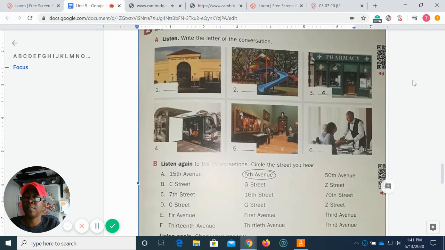Conversation B. Excuse me, I'm looking for the museum. The museum? Oh, yes. It's on C Street. C Street? Where is that? It's not far. Turn left at the next street. Thanks a lot.